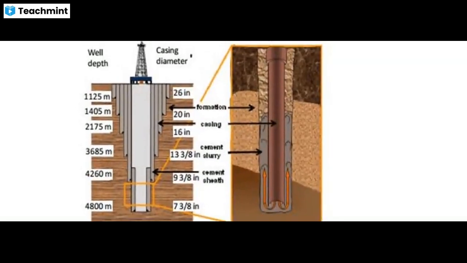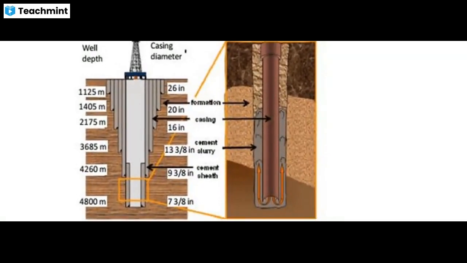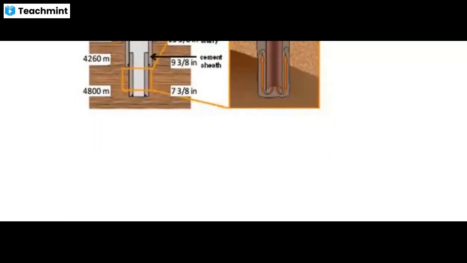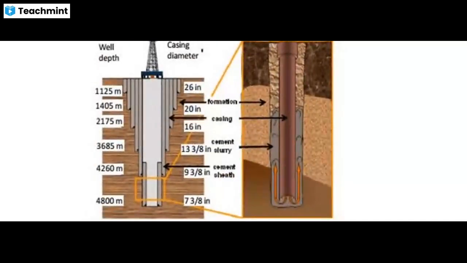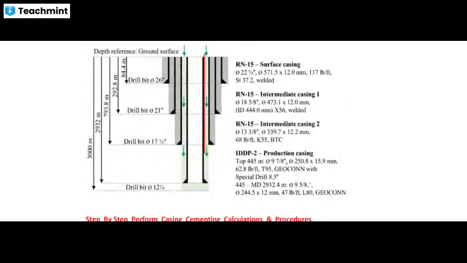So this is the well depth shown for 4,800 meters in the oil well. So this is the schematic. Then you can see here the depth from the ground surface to the bottom of the different casings: surface casing, intermediate casing, then intermediate casing 2, then production casing.